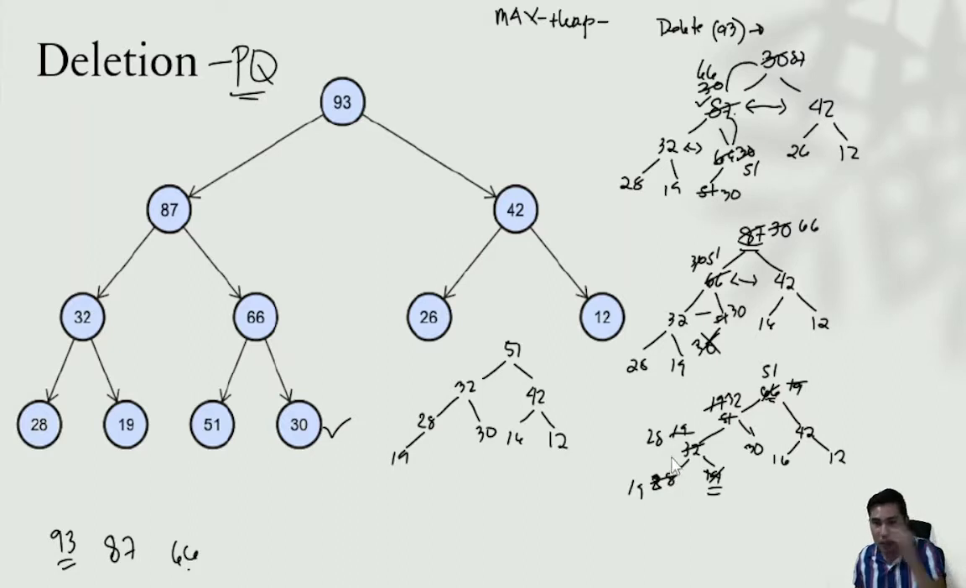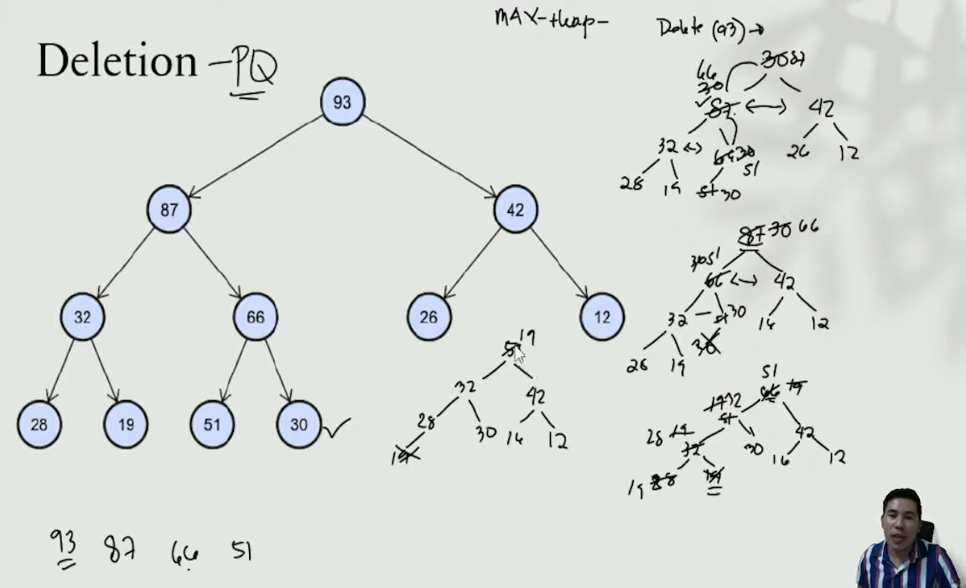So let's delete one more. When 51 is deleted, it will be swapped with the value of 19. So right here, it's not always the case that where you delete, that is where you add the percolation down. Keep in mind where the deletion happens.